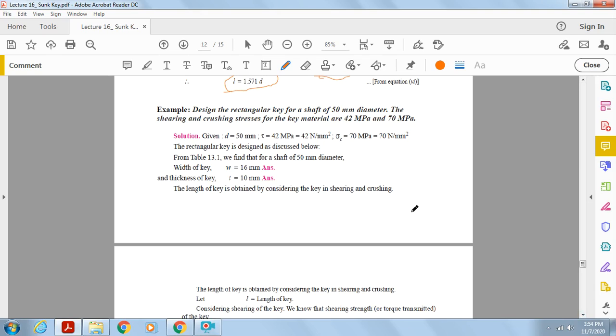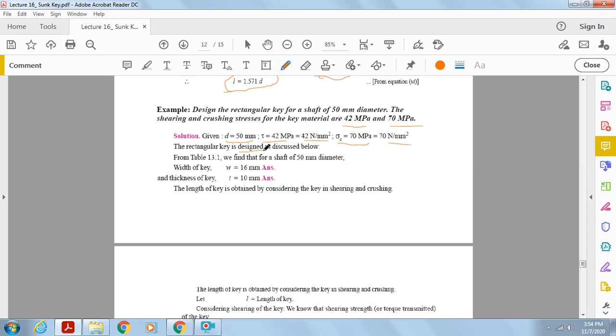So let us solve one numerical for key design. Design the rectangular key for a shaft of 50 mm diameter. The shearing and crushing stresses for the key material are 42 MPa and 70 MPa. So what is the given data? D is given, shaft diameter 50 mm, tau, the shearing stress, is 42 MPa, that means 42 Newton per millimeter square. Crushing stress is given 70 MPa, sigma c equal to 70 Newton per millimeter square.